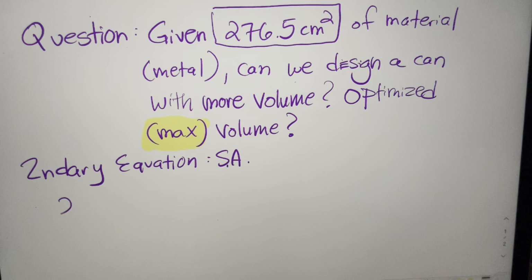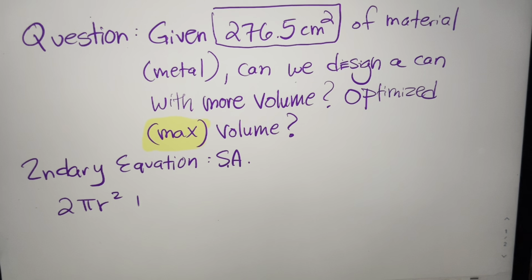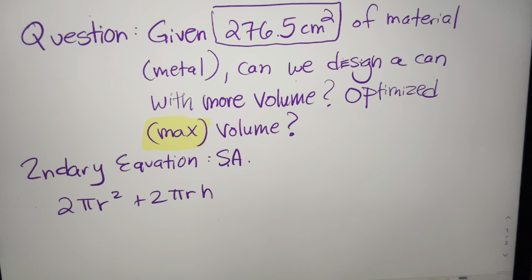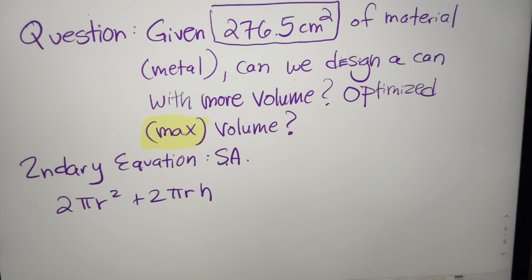We know, for reasons we've already talked about, that the surface area will be 2 pi r squared plus 2 pi r h. And we found that the surface area that we have to work with is 276.5 cm squared. Our primary equation, and how do we know this is the primary equation? It is the equation that we want to optimize or maximize, which is volume, and we saw that that is equal to pi r squared h.